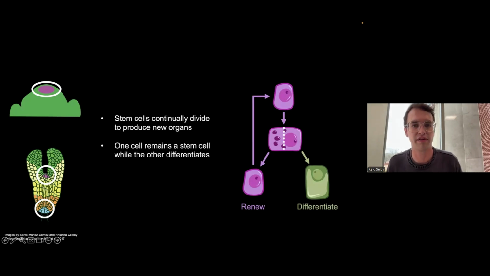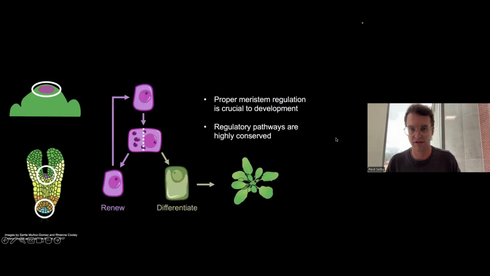They will continue to divide throughout the entire life of the plant, producing new organs. Upon stem cell dividing, one of the daughter cells typically retains its stem cell identity, thus replenishing the stem cell pool in the meristem, while the other differentiates.